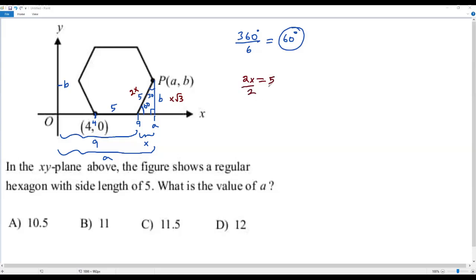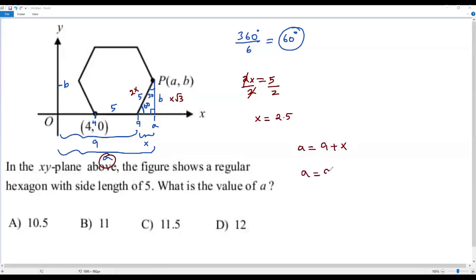So let's divide both sides by 2 to solve for x. When I do so, this 2 will cancel out. Then I'm getting x equals 5 divided by 2, which is 2.5. Okay, now I got the value of x, that is 2.5. That is the length of this part is 2.5. The length of this part is 9. So when we add this 9 and x, that gives the value of A, the total length from origin to this point. So we have A equals 9 plus x.